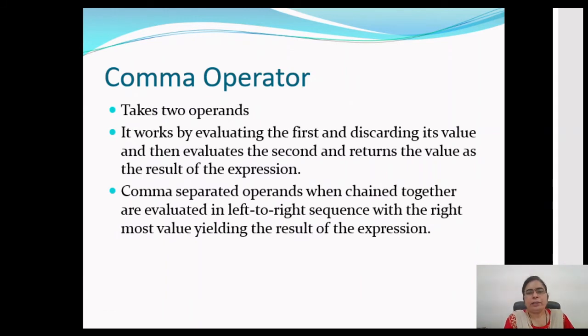Now the next operator that we have is the comma operator. The comma operator basically takes two operands and it works by evaluating the first and discarding its value, and then it evaluates the second and returns the value as the result of the expression. So we have two operands separated by a comma.